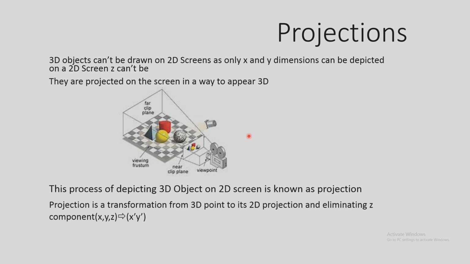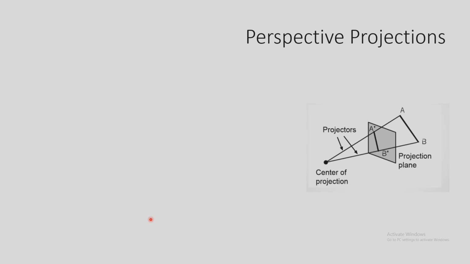And you can take it as a transformation also, in which you transform a 3D object, a point depicted in 3 dimensions x, y, z, and you transform it into a new point which has only 2 dimensions, and the z dimension is eliminated from it. So before going into depth, we first broadly categorize the projections. They are parallel, they can be perspective also. Let's take them one by one. First of all, perspective projection.